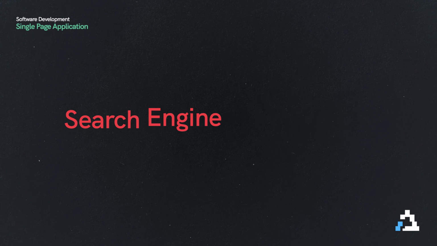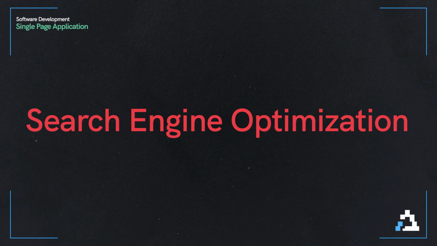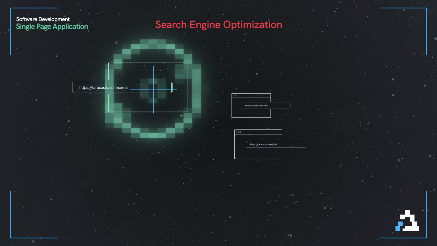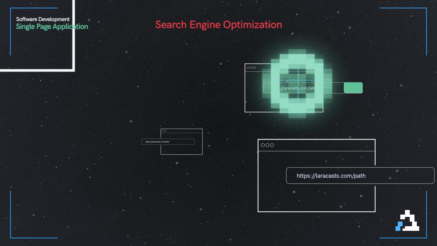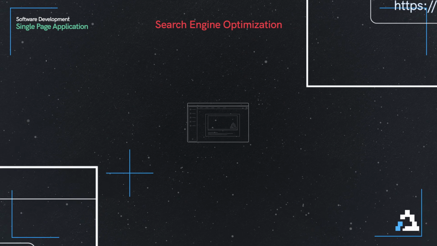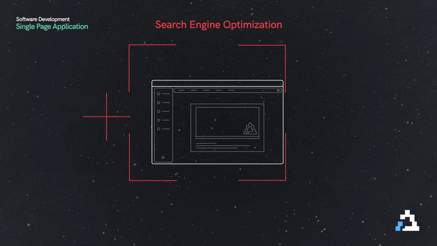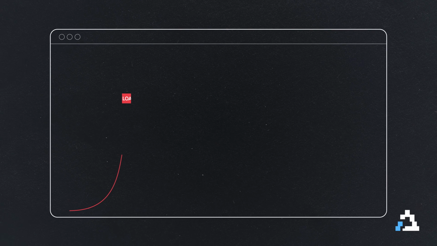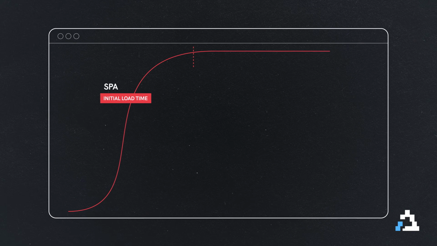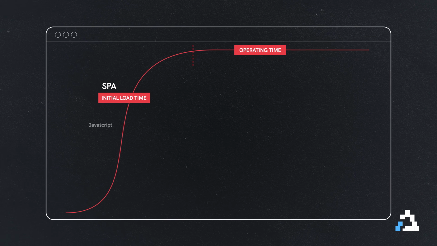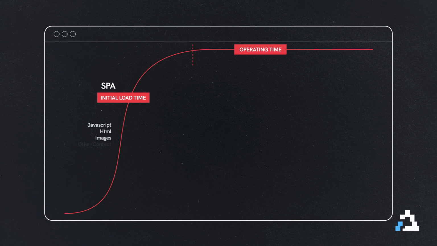So search engine optimization can be, well, it can be challenging because search engines crawl web pages based upon URLs, in which case it makes it difficult for those things to properly index a single page application. But then the initial load time can also be a lot longer than a typical web application, because typically a single page application is going to load all of the resources up front.